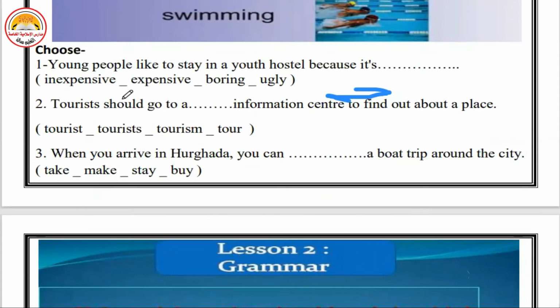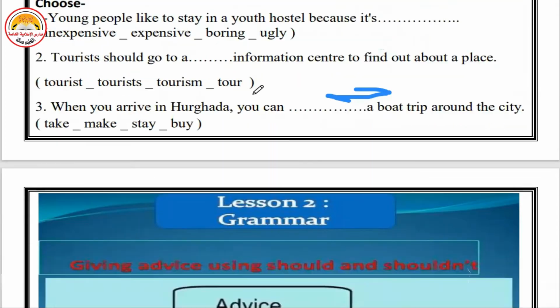Think of this sentence. Number one, young people like to stay in a youth hostel because it's inexpensive, expensive, boring, ugly. Inexpensive, yes. Youth hostel is an inexpensive place where young people can stay when they are traveling. Okay, the second sentence with Marwan.